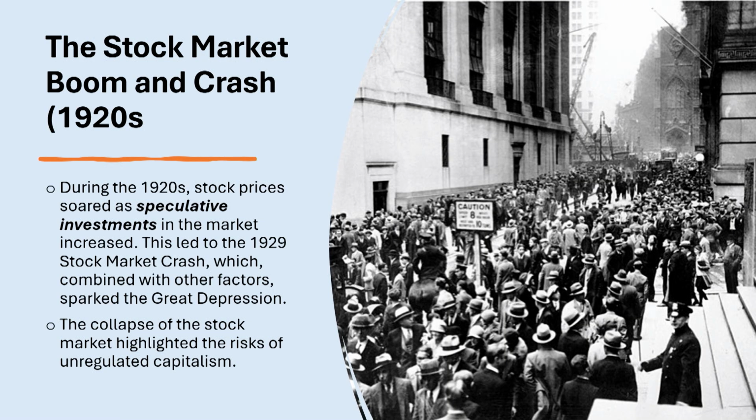The stock market boomed and crashed in the 1920s. During the 1920s, stock prices soared as speculative investments in the market increased. This led to the 1929 stock market crash, which combined with other factors sparked the Great Depression. The collapse of stock markets highlighted the risk of unregulated capitalism. So we're going to find that when the stock market does crash, it's going to plunge America, of course, into the Great Depression and one of the bleakest periods in the history of the United States of America.